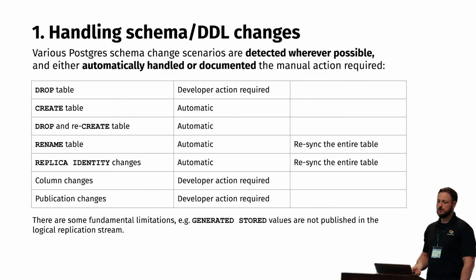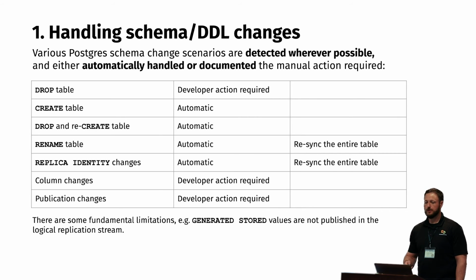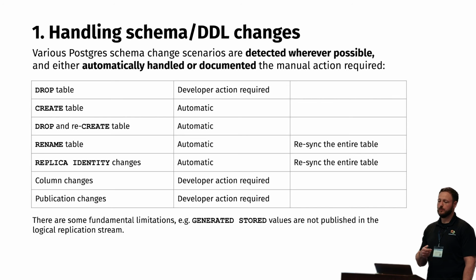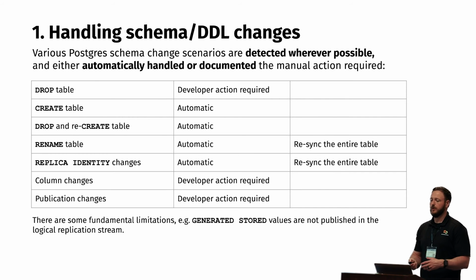But of course, schema changes do still affect the system, especially on the replication side. There is still some surface area. So our approach was basically to try and detect wherever possible and either automatically handle or document a manual procedure for handling schema changes. So this is the list of 7 schema change scenarios that we currently handle. You can see 4 out of the 7 are detected automatically, whereas 3 of them cannot be detected automatically and require developer intervention and developer action.